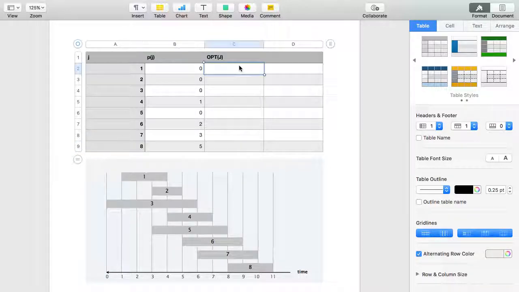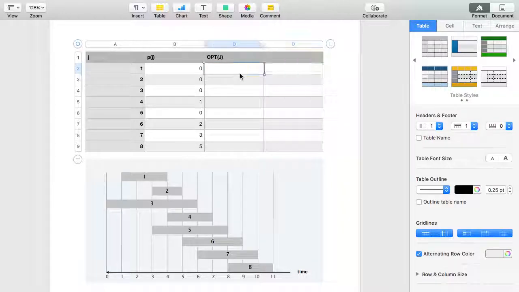So when I calculate OPT, I look at, okay, there are 2 possibilities. Either I include the job or I don't, right? If I do include it, what's my value? It's going to be the weight plus however much I can do up to P of J, because those are the ones that don't overlap. If I don't include J, then it is 0 for not including J plus OPT of J minus 1, right?